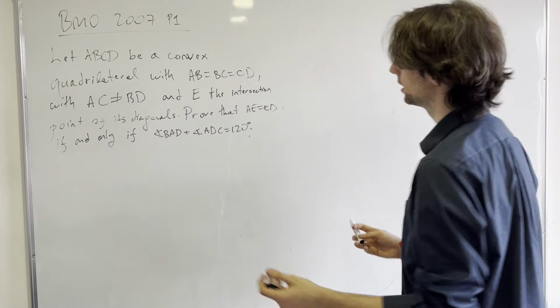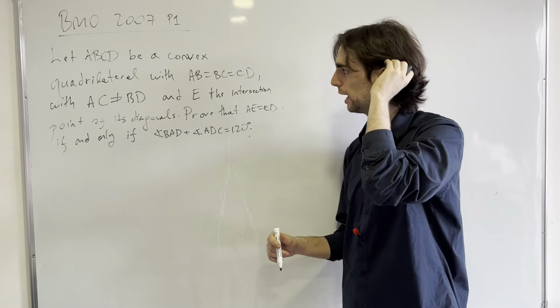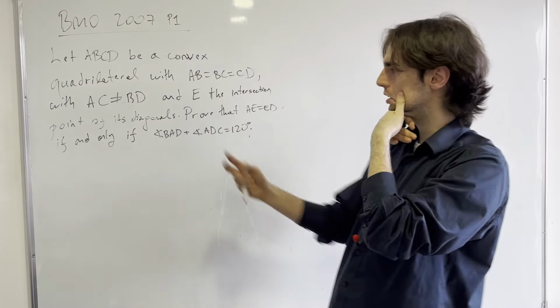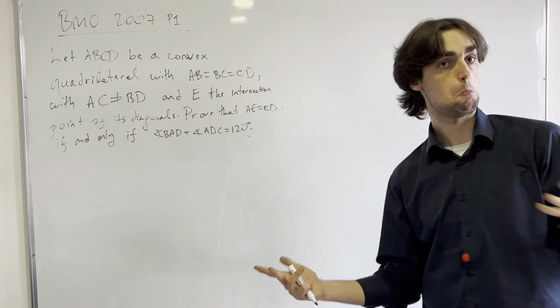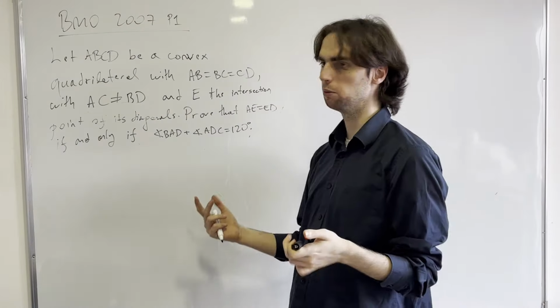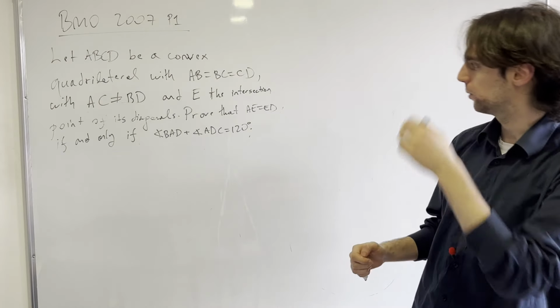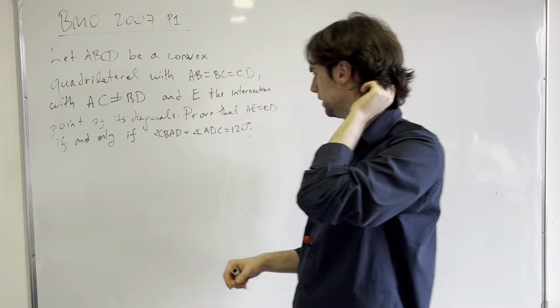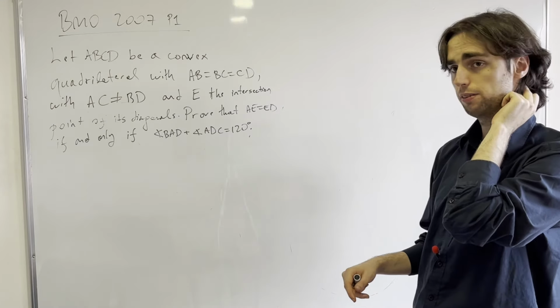And now let's begin. Let's first draw the diagram and see what we have here. We have AB, BC, CD. Okay, AC is different from BD. Why it does? We don't know. Maybe there's a case somewhere that we're going to throw away. E is the intersection of the diagonals. Prove that AE is equal to ED. Okay, we have an if and only if statement.